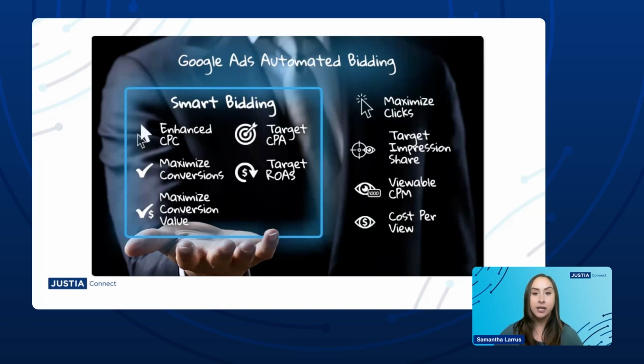The automated bidding takes the work off of your plate to have to manually set a cost per click for each individual target keyword. And it also allows Google's machine learning to optimize your ads for the action that you're looking for.